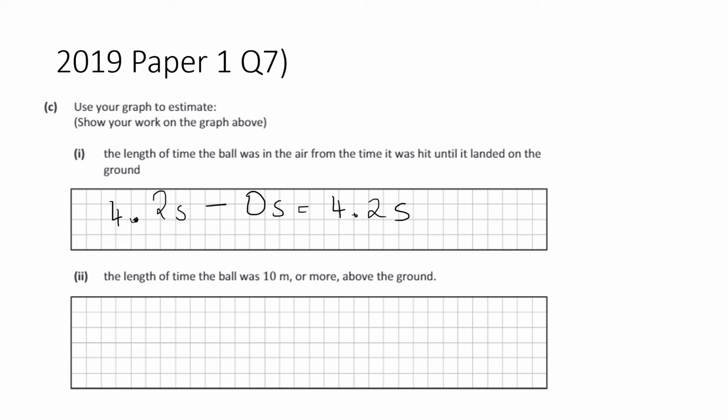So that's 5 marks. Next, the length of time the ball was 10 metres or more above the ground. I go to where 10 is on the y-axis, go to my graph, and go down to my x-axis. I can see that it reads 0.6. Then I go across again, and I can see that on the x-axis it's around 3.4. The difference between them is 3.4 minus 0.6, and that's 2.8 seconds. And that's 4.2 seconds as well. So that is 5 marks for each one.